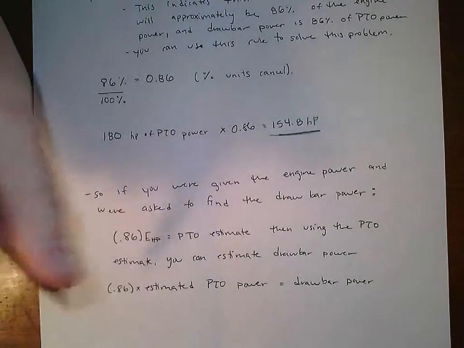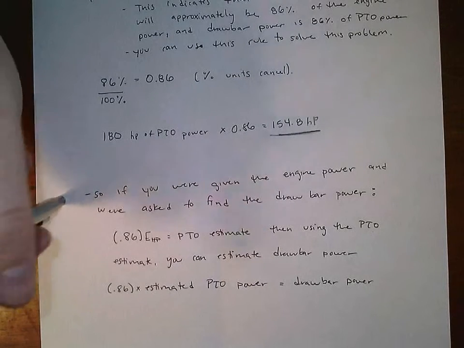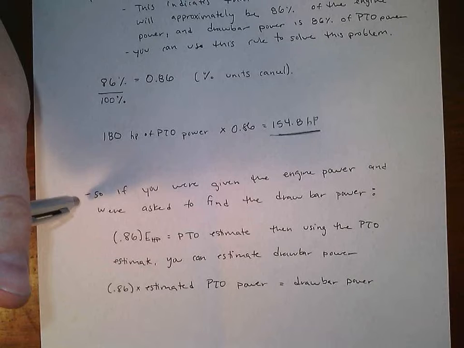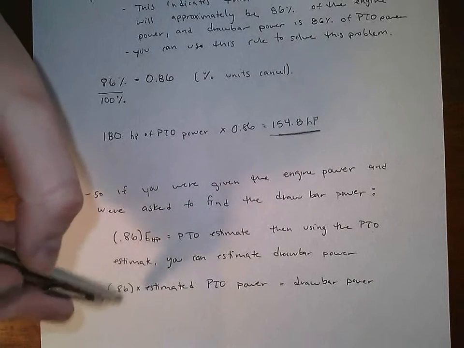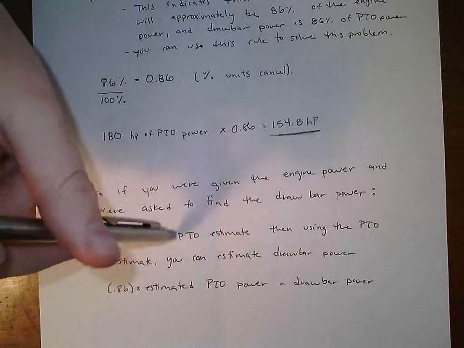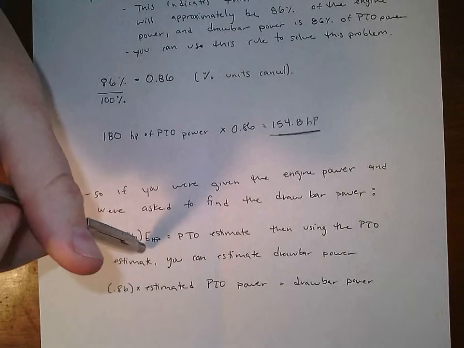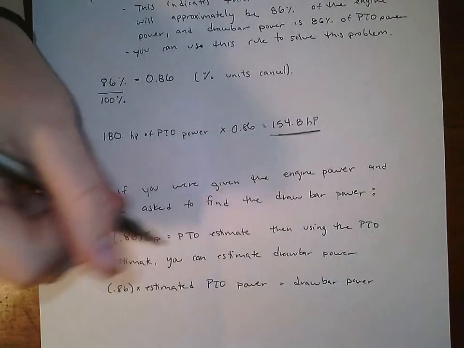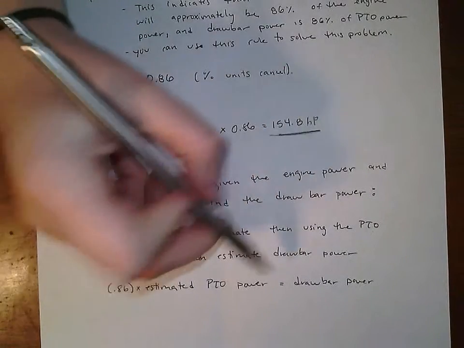This has the potential to not be the most accurate, and we probably won't ask you something like this, but this is kind of what they explain in the book, and I just wanted to go over it a little bit more because that might be confusing. So again, to get the PTO power, you multiply 0.86 times the engine horsepower, and then you multiply that, your estimated PTO power, by 0.86 to get your drawbar power.